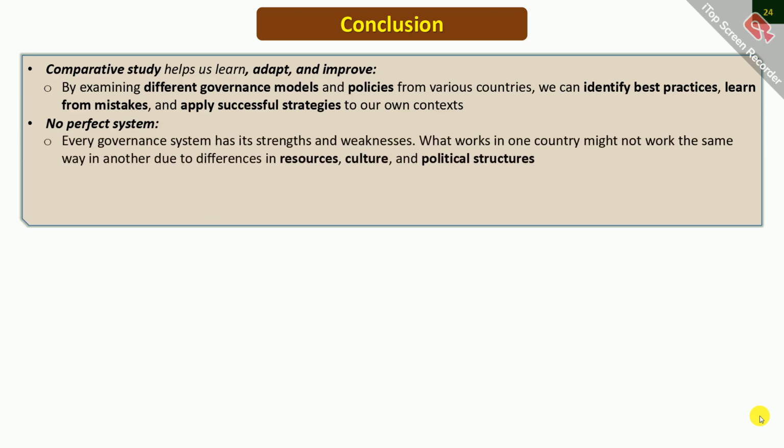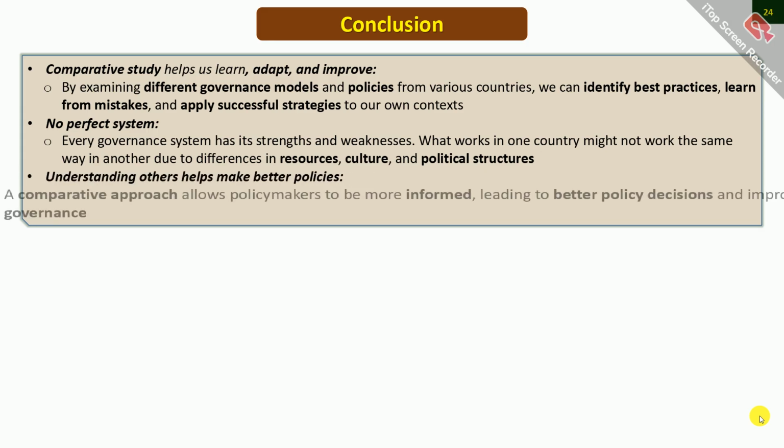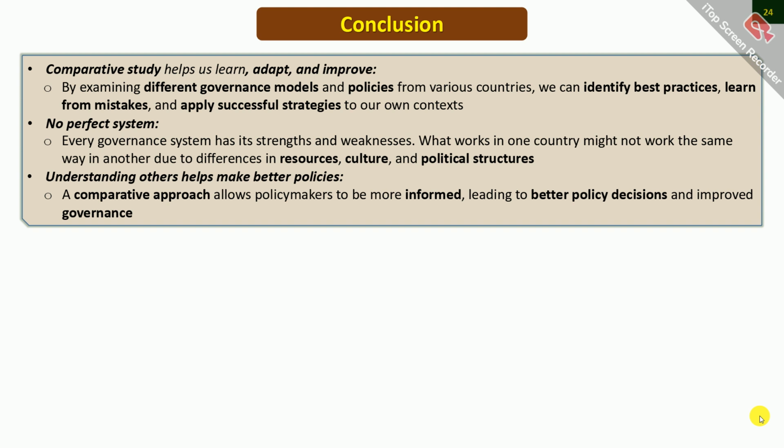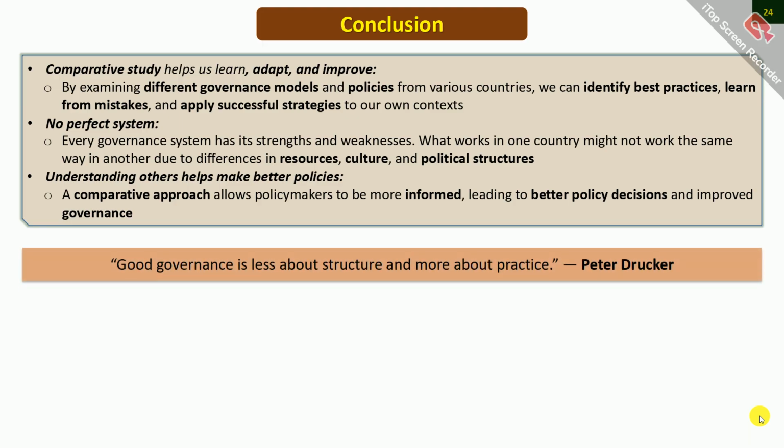No perfect system. Every governance system has its strengths and weaknesses. What works in one country might not work the same in another country due to differences in resources, culture, and political structures. Understanding others help make better policies. A comparative approach allows policymakers to be more informed, leading to better policy decisions and improved governance. Good governance is less about structure and more about practices.